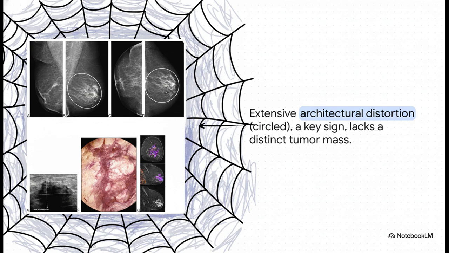So, what does this cancer actually look like on a mammogram? This is absolutely key. Unlike a typical cancer that forms a lump you can spot, this subtype shows up as this extensive architectural distortion. It almost looks like a spider's web. You can see it there in the circled area. It's subtle, it just blends in, and there's no central tumor mass to easily point to. And right there, that's the first huge hurdle in diagnosing.